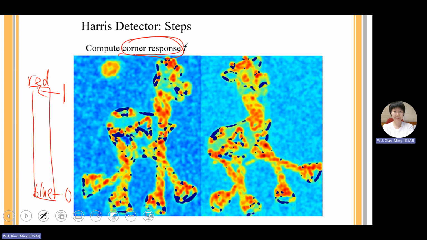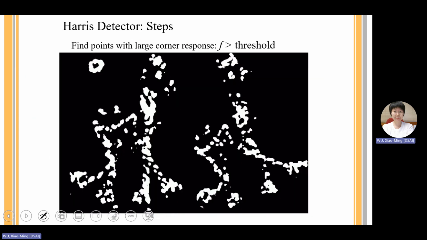Because we want to identify corners, we should focus on pixels with high response. So just as in edge detection, let's set a threshold. We find the points with large corner response, and this is what we obtained.